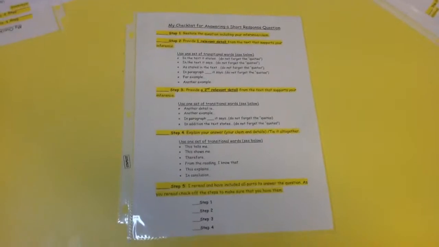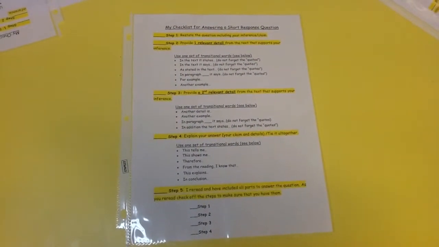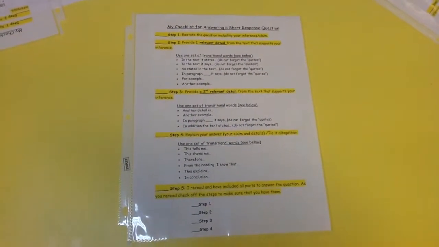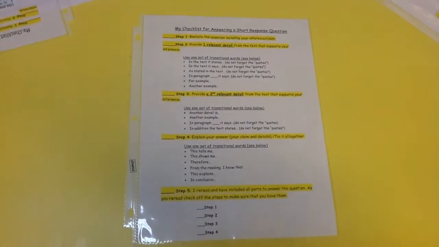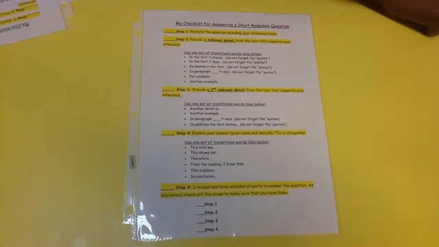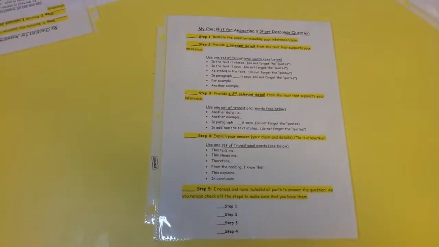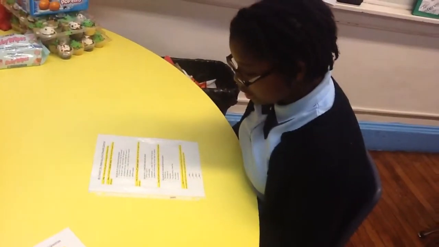Excellent. So, how can we tie up all the details we have stated from the text to support the answer and to support also our inference or claim? We have to reread. Okay. But how can we tie it up? What words can we use now as we are tying it up? This tells me, this shows me, therefore, from the reading, I know that, this explains, in conclusion.